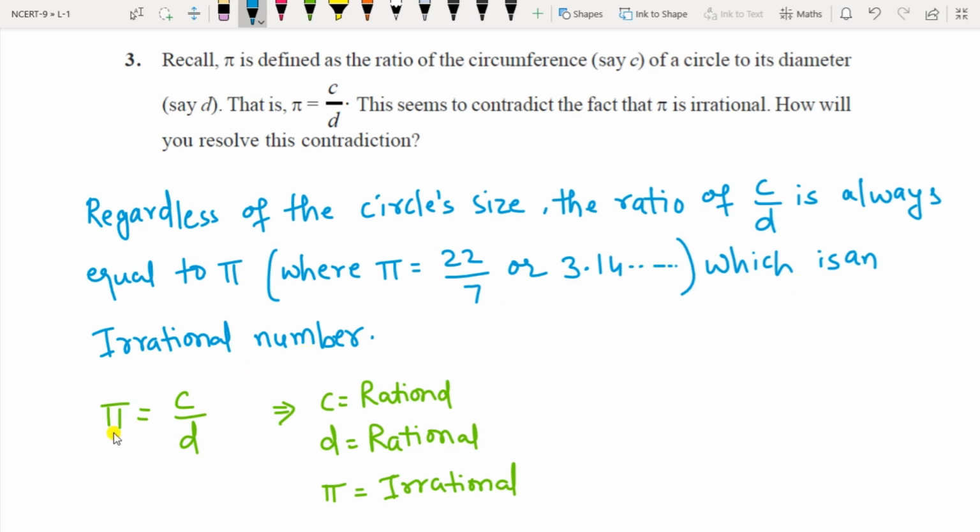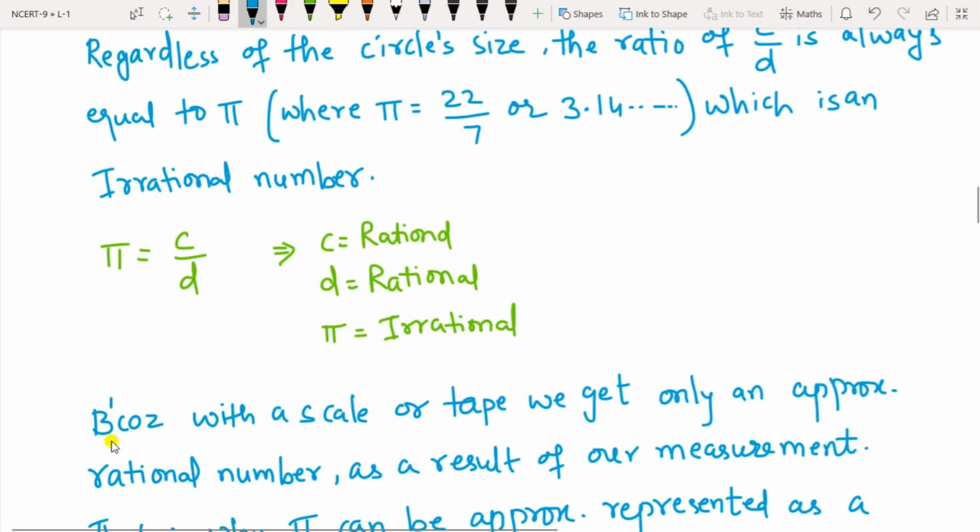So pi equals c upon d. The value of pi we are taking as 22/7 or 3.14. It is always constant, as the ratio of the circumference upon the diameter will always equal 22/7. But the circumference is a rational number, and the diameter is also a perfect number, it is also rational, but the value of pi is irrational.